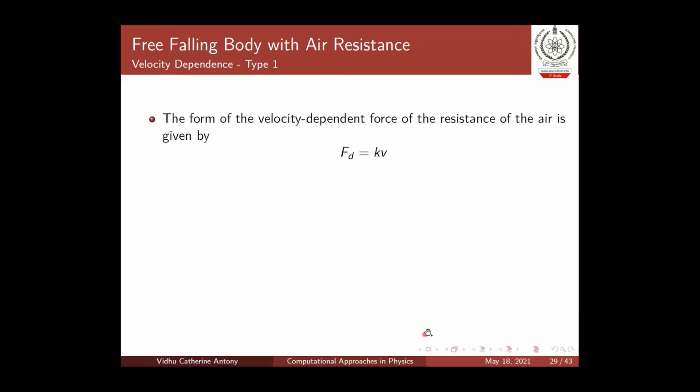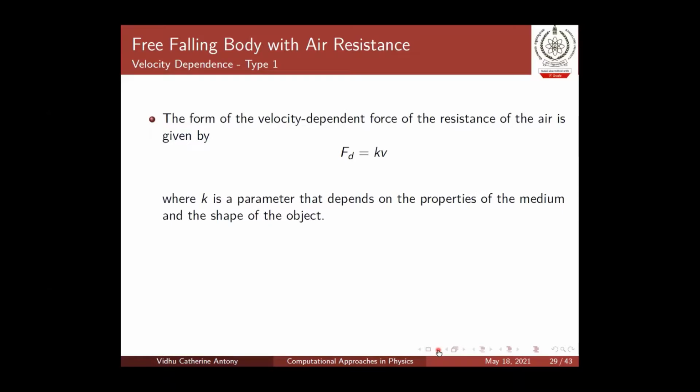Okay, so let's look at the type 1 velocity dependence. The form of the velocity dependent force of the resistance of air is given by Fd equal to kV, which is proportional to velocity. Now, what is k? k is basically a parameter that depends on the properties of the medium and the shape of the object. So k will differ for, let's say, a rock, and k will differ for a feather. And that's how you have a feather probably just floating in the air, whereas a rock hits the ground. So this is what constitutes the difference.